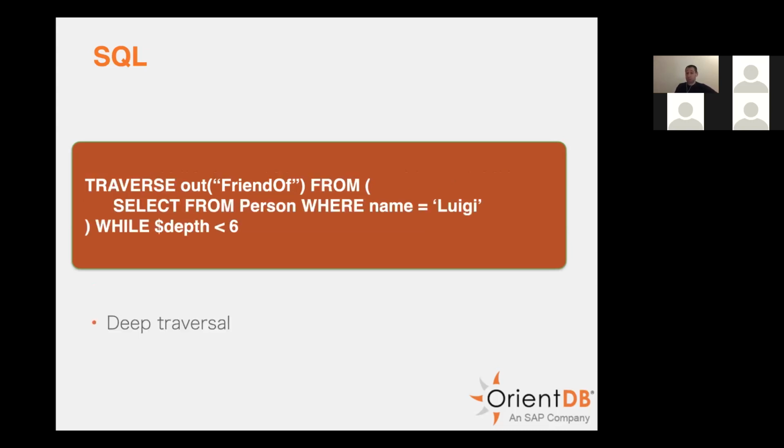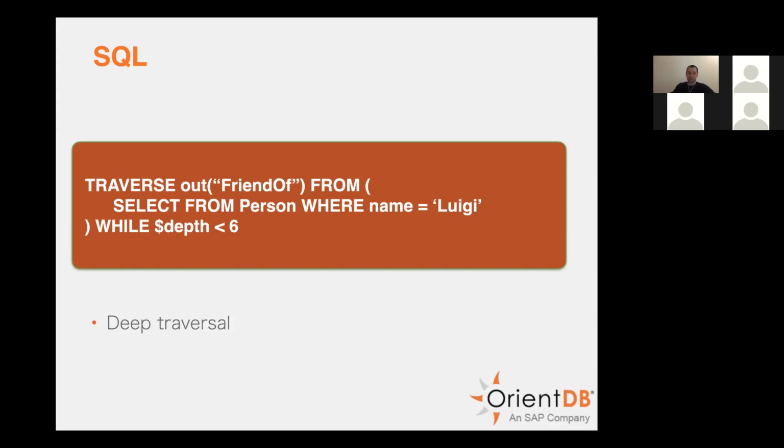There is a traverse query syntax that allows you to do deep traversal. See this example, traverse out friend of from something, while depth is less than 6. So get all the friends of friends to a depth of 6 levels. That 6 could be a 600 or 6,000. It doesn't make a big difference as long as you don't load billions of records in the same query, because otherwise you'll just have problems on the client. I mean, too much data. But if it's just a matter of traversal depth, for OrientDB it is not a concern.